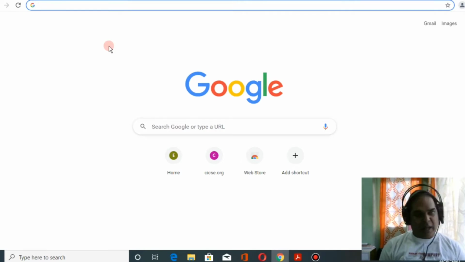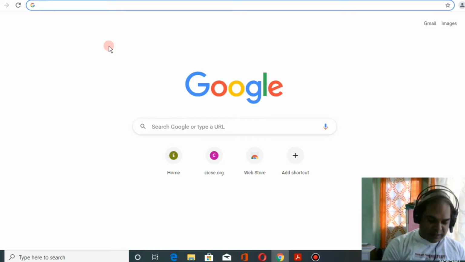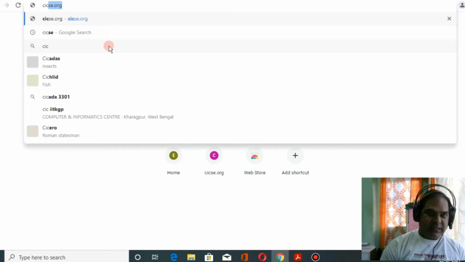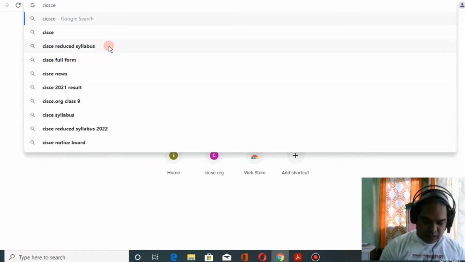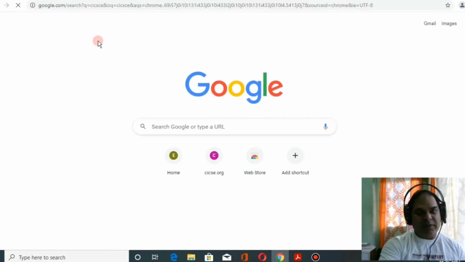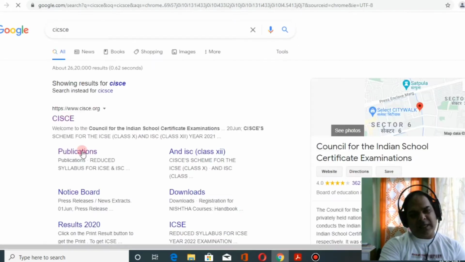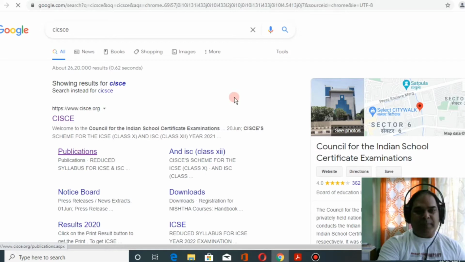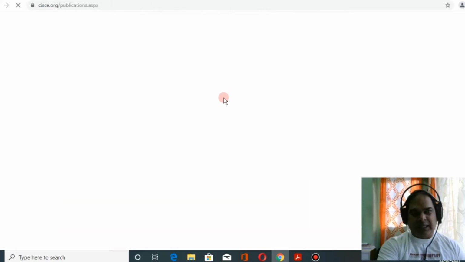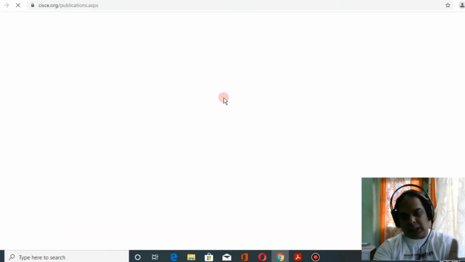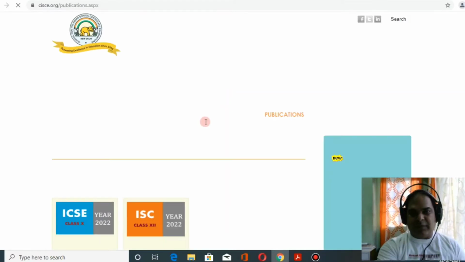Okay, so for that you have to go to your browser. You can do it through your Android phone also. Just simply type CISCE, then you just enter it. Very simple. Then you can just click on the first one, then directly go to publication.